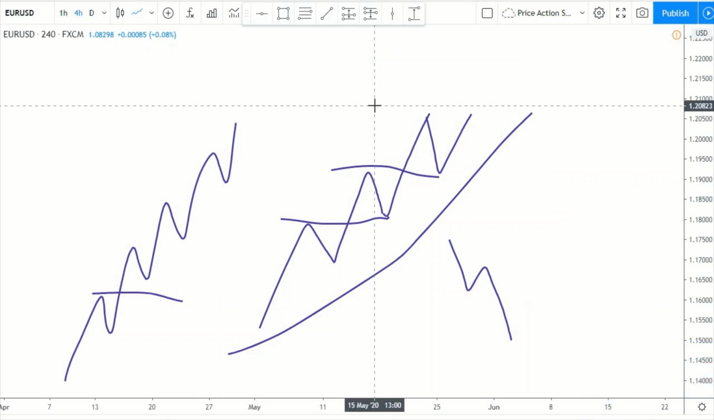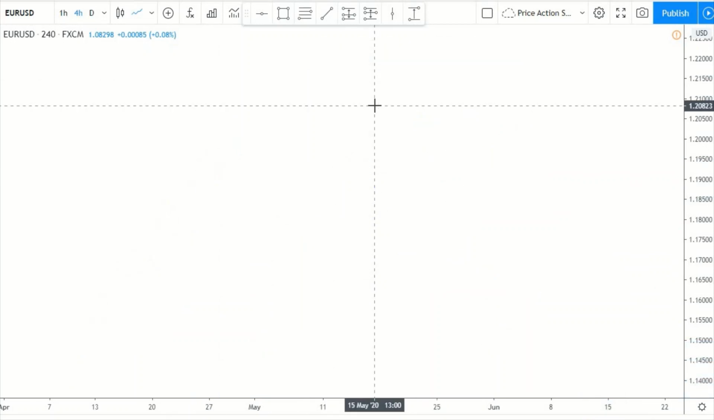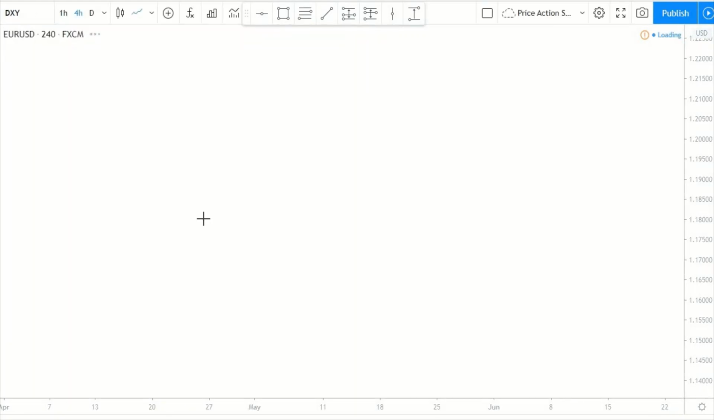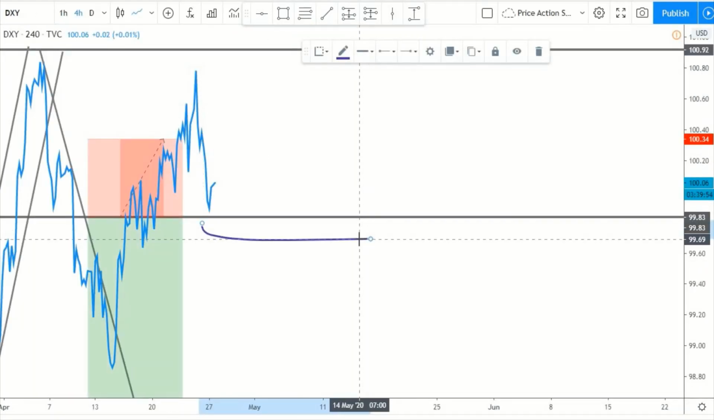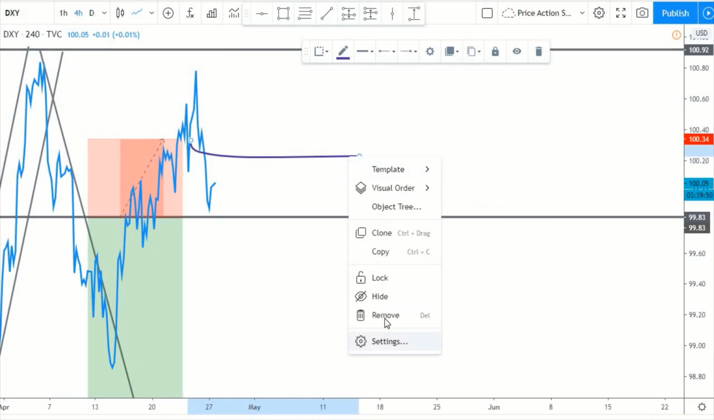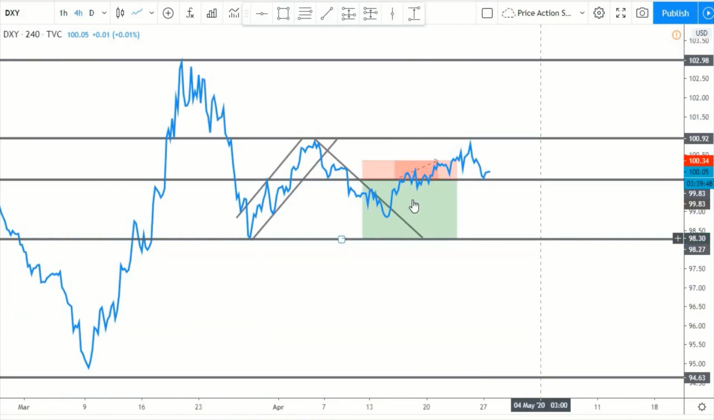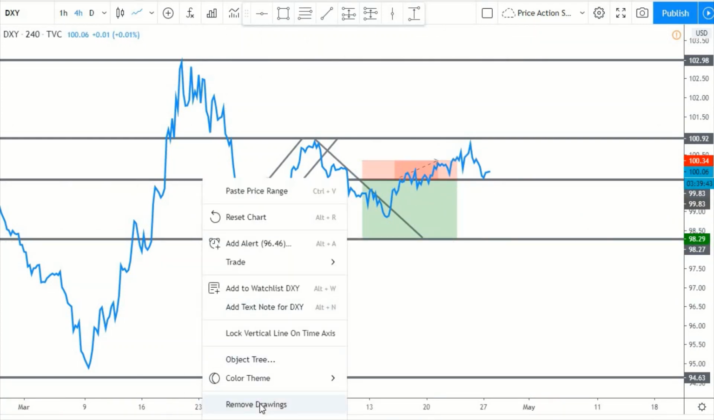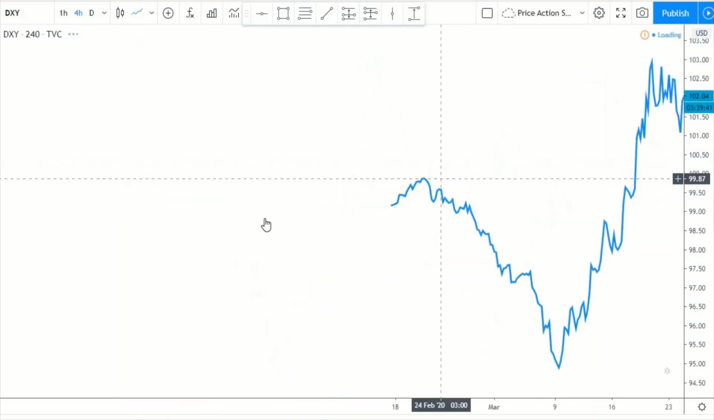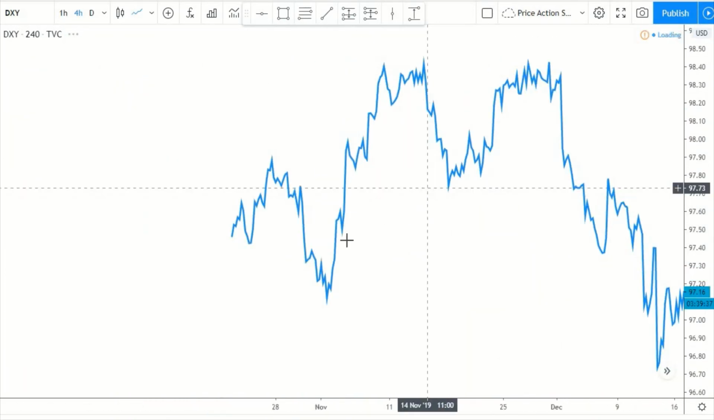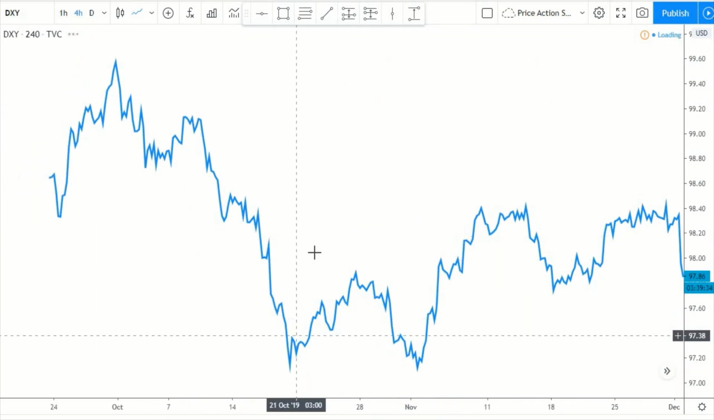So let's do another pair and see if we could place some support and resistance zones. Oh, this one's already done. Remove this. I haven't traded this one in quite a while. Remove all. Let's go back some way back, randomly. Let's use right here, okay?